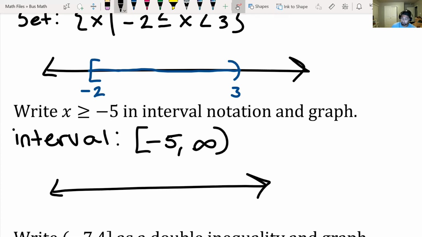Number line, we'll start with -5, which gets a bracket. And we're headed towards infinity, which is over here. There you go. Headed towards infinity.